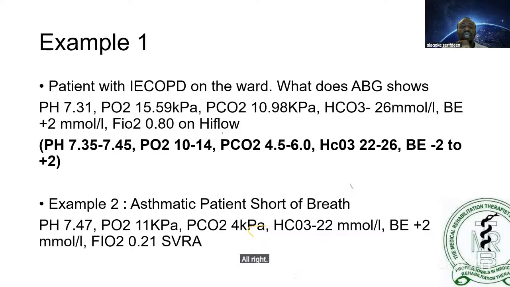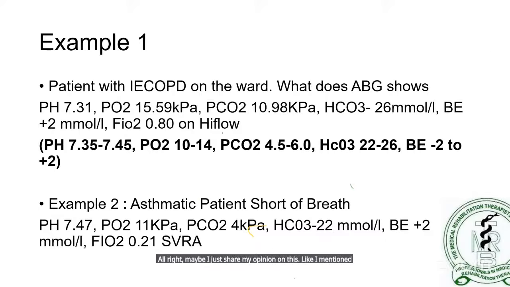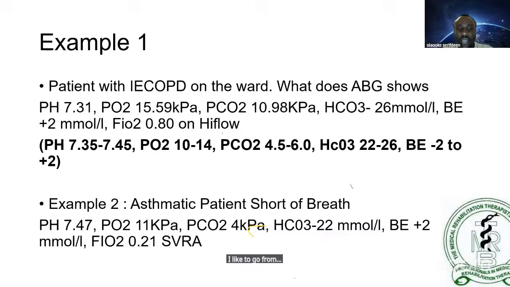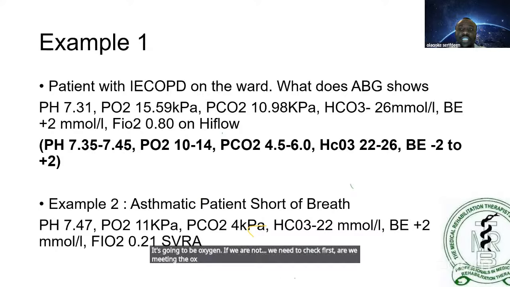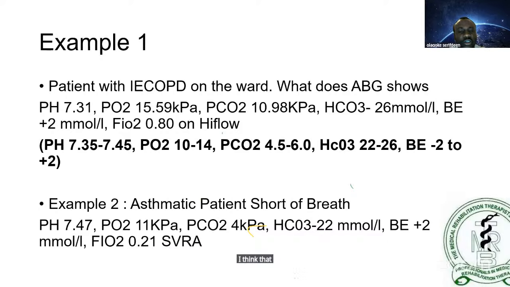All right, maybe I just share my opinion on this. Like I mentioned the other time, I like to do it in terms of priority. What do I check first? What is likely to kill this lady first? It's going to be oxygen. If we are not, we need to check first: are we meeting the oxygen requirement of this lady? I think that's the first thing. Check the oxygen first. Guys, are we happy with the oxygen?